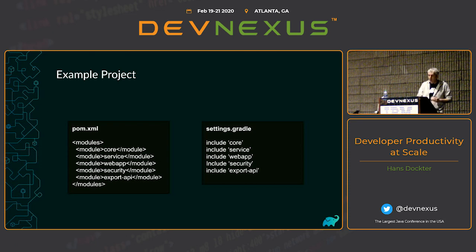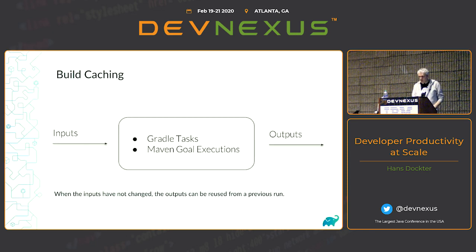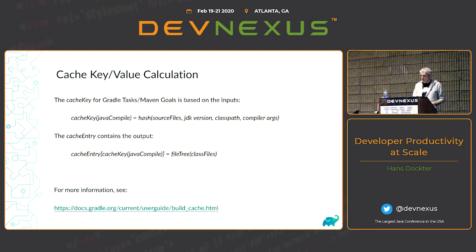For any build. So, who of you here is using Maven? Who of you is using Gradle? It's 50-50. Cool, both sides are represented here. On the left, you see a simple Maven multi-module build. On the right, a Gradle multi-module build. The idea of build caching is simple. When the inputs of a Gradle task or a Maven goal have not changed, reuse the output from a previous build. What could be simpler than that, right?